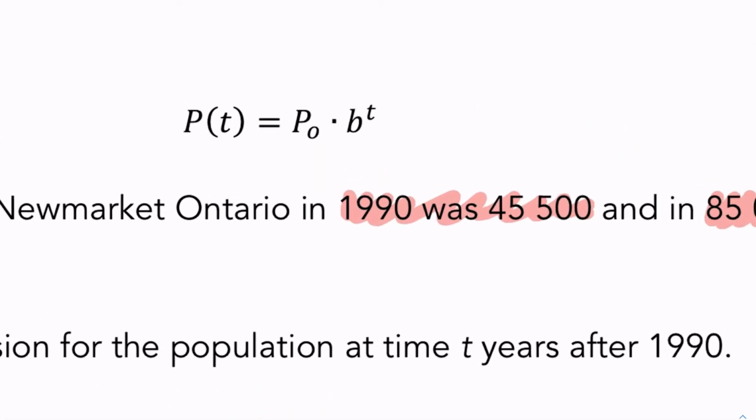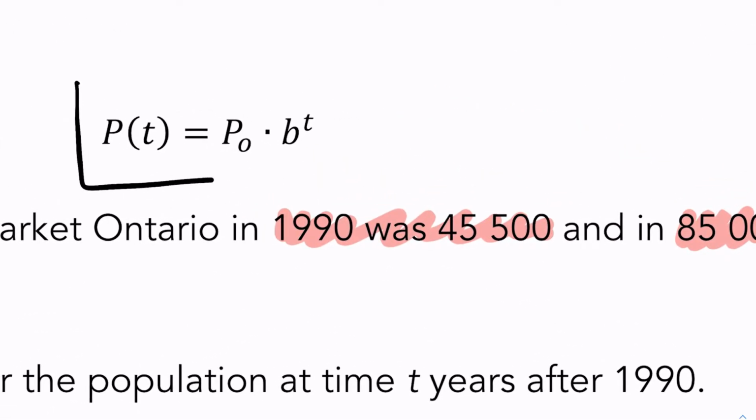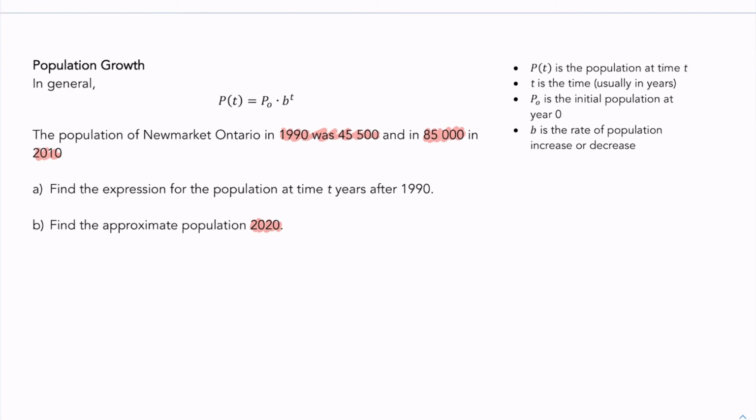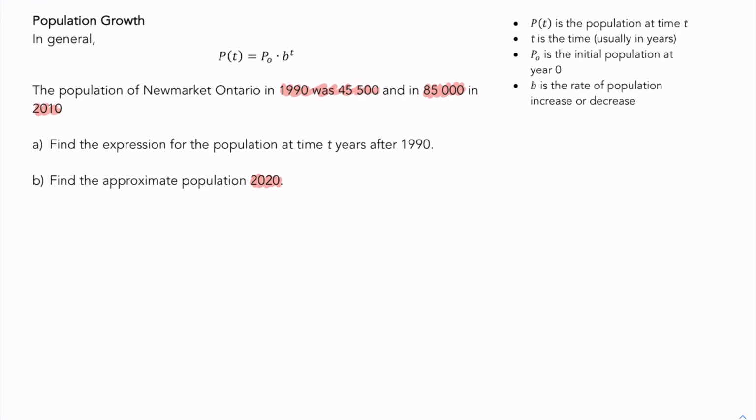Our equation for population growth is given by this template here, where P of t is the population at a given time t, in years, P of 0 is the initial population, wherever you're measuring it relative to, B is the rate of increase, and t is the amount of time that has elapsed since you started measuring the population of a city or something. So let us put this information into an equation and see what we get.